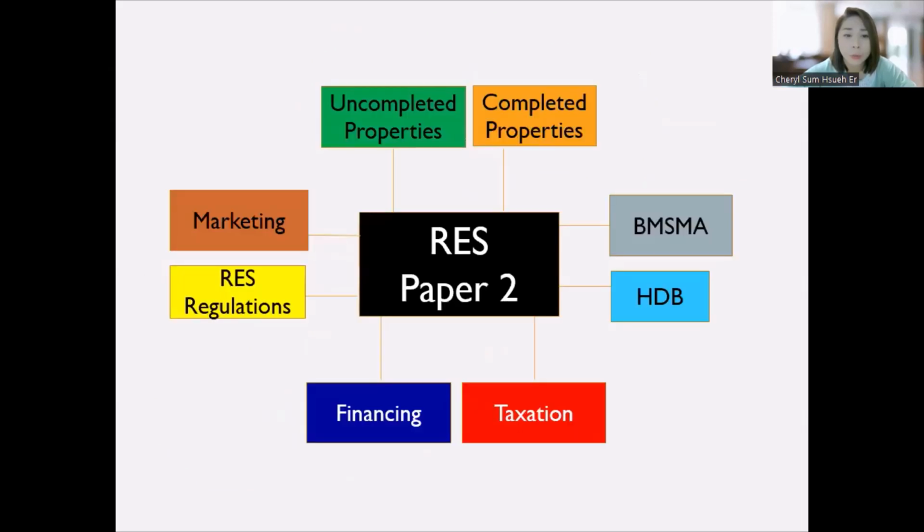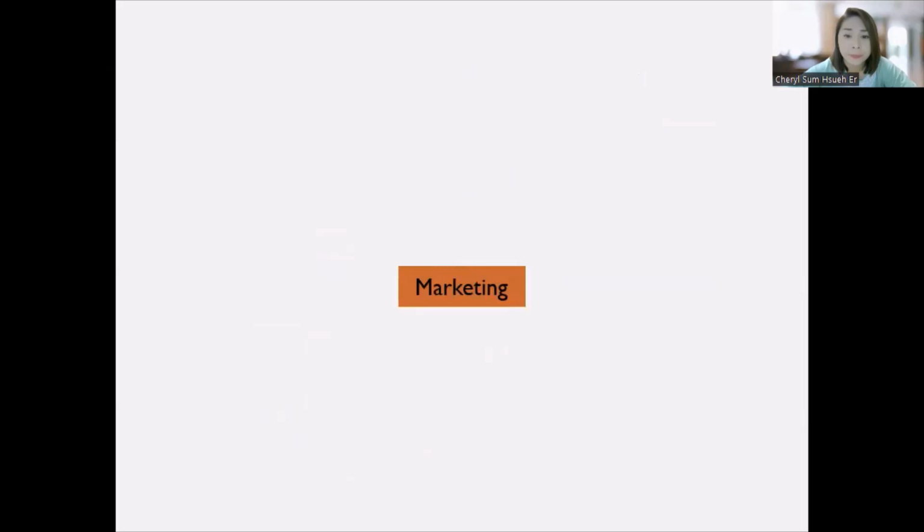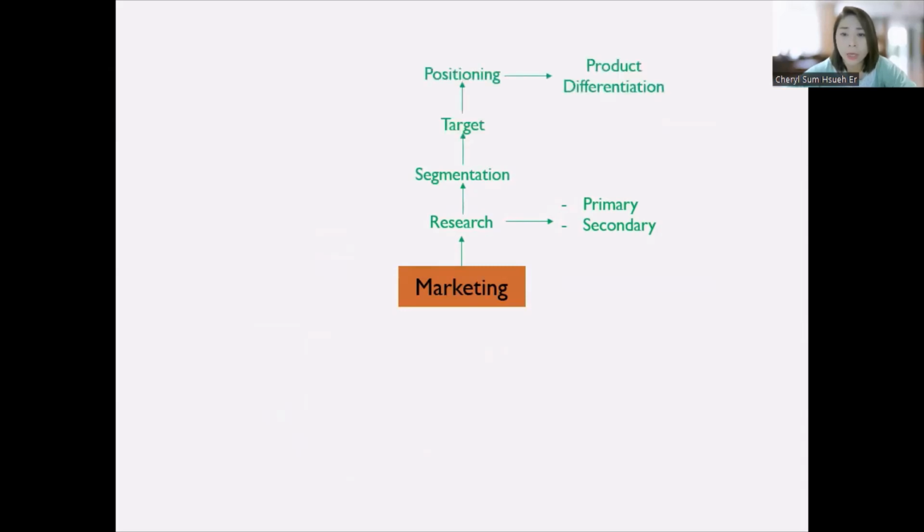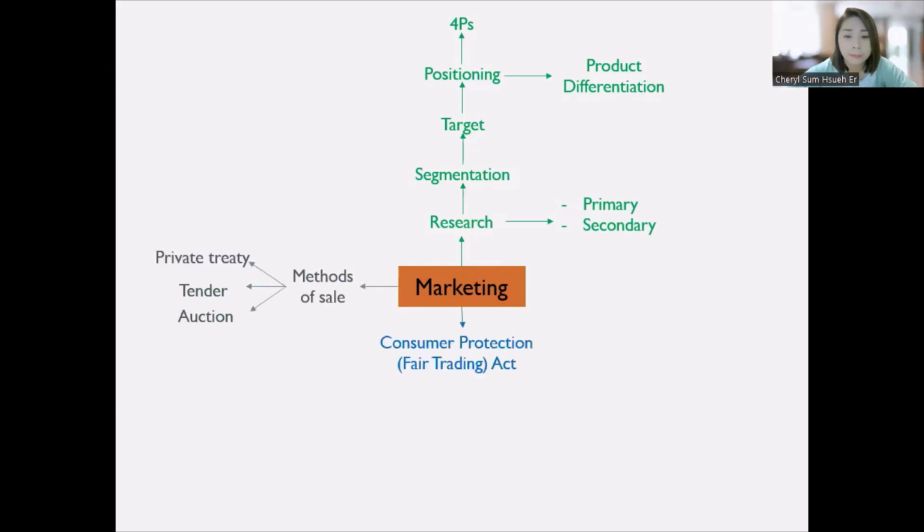Now here comes the next one, which is on marketing. Marketing has to do with research, which primarily deals with 2 kinds of data, primary data as well as secondary data. We go into market segmentation, market targeting, and positioning, which helps us form a little bit of product differentiation, as well as the 4 Ps. I'm going to leave it to you to understand what these 4 Ps are, okay? Now, methods of sale, there are 3 of them.